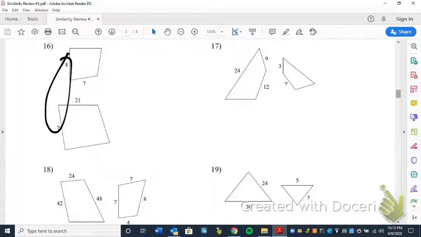Okay, so this next part, we're told that they're proportional, and what we need to do is figure out the missing side. So again, you need to make sure that you're matching up.